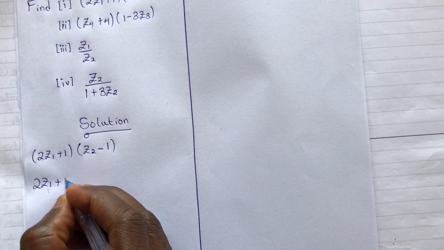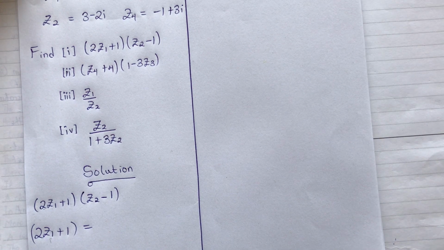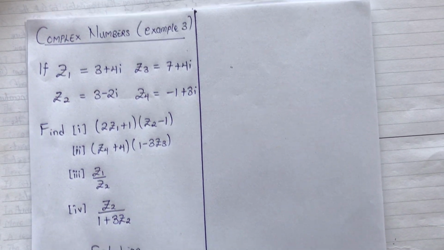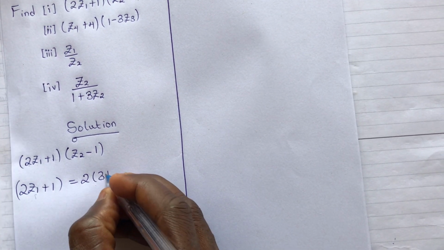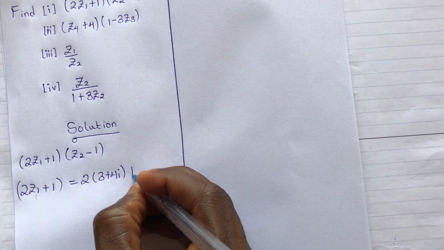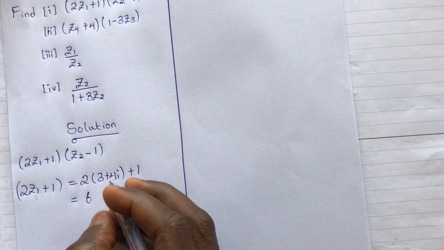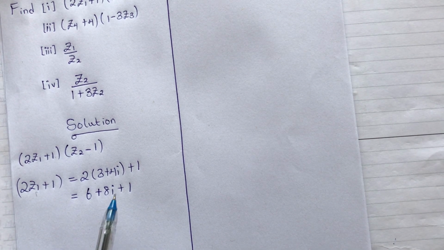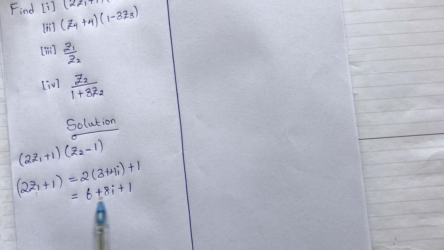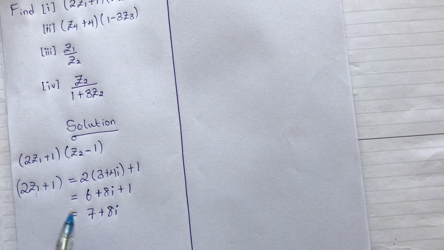So first, let's work on 2z1 plus 1. So this is going to give us, what is our z1? So we have z1 to be 3 plus 4i. So we have 2 multiplying 3 plus 4i plus 1. So when we expand this, this will give us 6, this will give us plus 8i plus 1. So now we have a real term and an imaginary term. This and this will add up. So we are getting 7 plus 8i. So this is the solution for 2z1 plus 1.